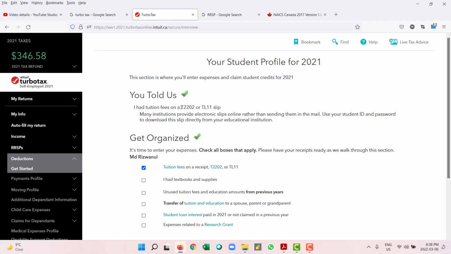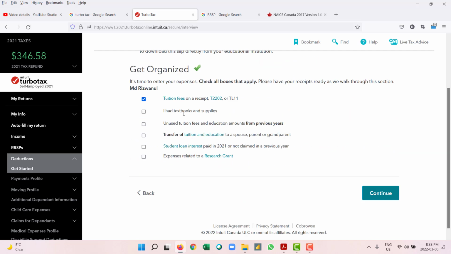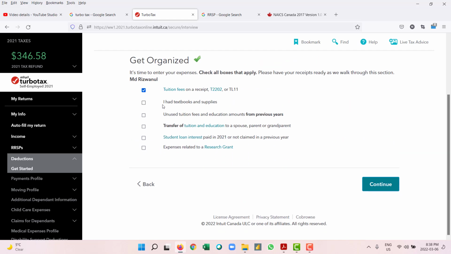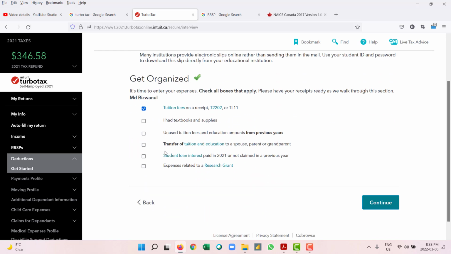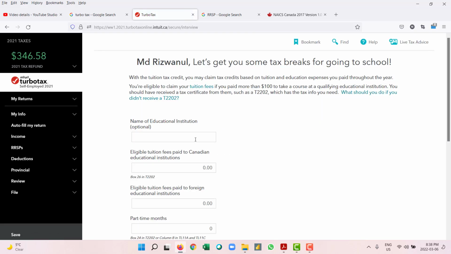Your student profile. You told us you had tuition. Okay. Tax slip supplied. This is now the most important thing: I have tuition fees and I have a T2202 form slip. So I click continue. What's the name of the educational institution? UBC. What's the amount paid to a Canadian institution?